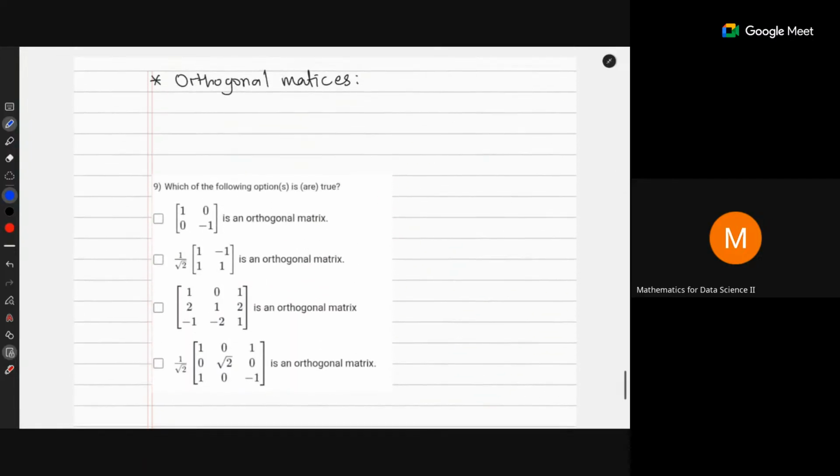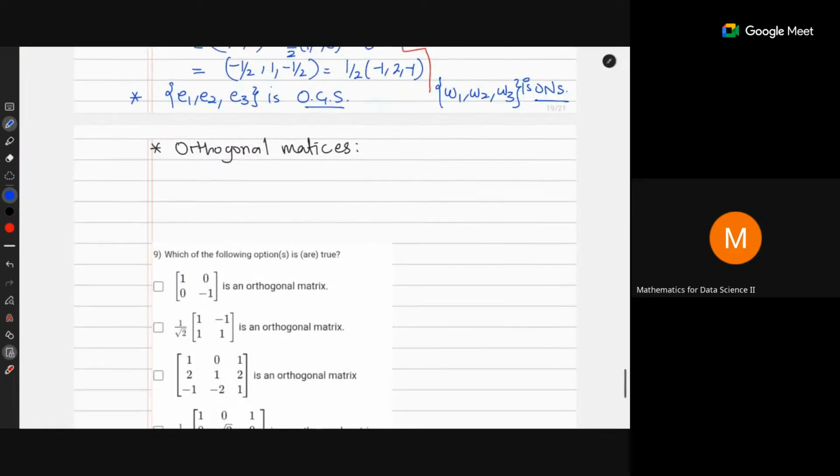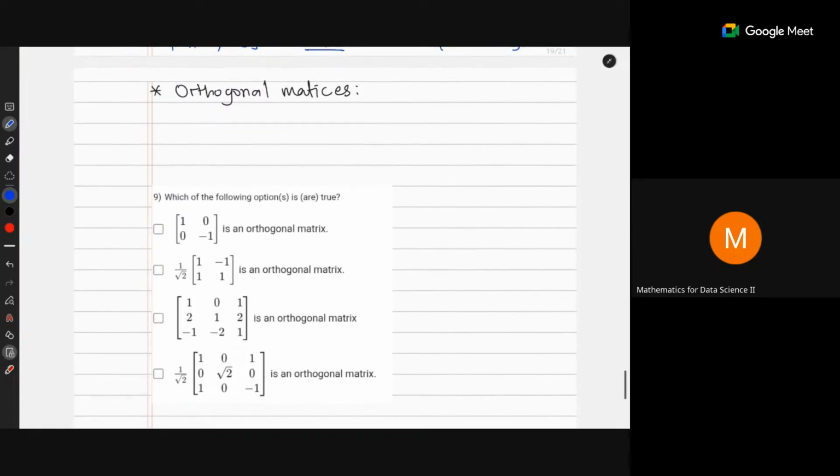Now let's discuss the last topic of week 8. All right. So orthogonal matrices. A matrix A is said to be orthogonal if A transpose into A is equal to the identity matrix. So obviously it is a square matrix, and a square matrix is said to be orthogonal if this happens, or the other way around.